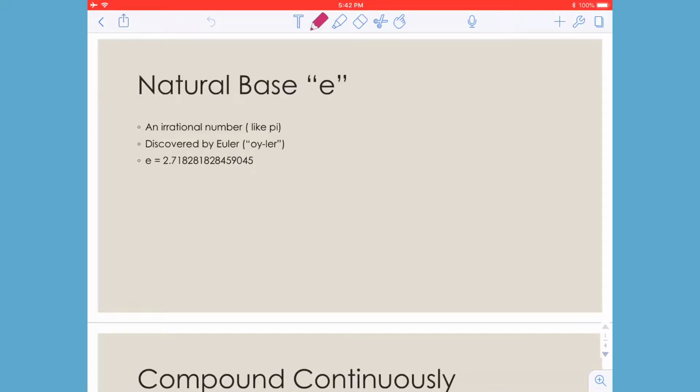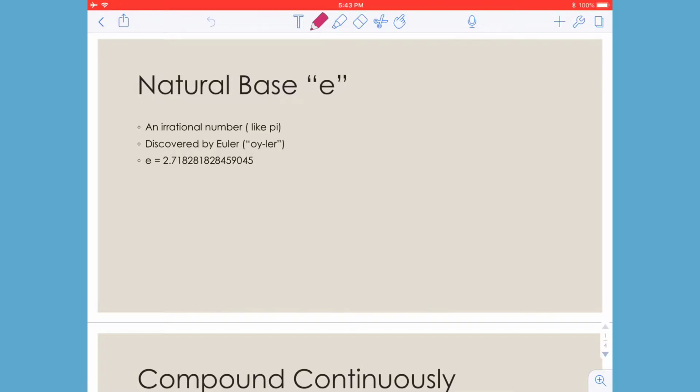Hello students, the purpose of this video is to introduce you to the letter E, also known as Euler's number. E is the natural base. E can be raised to any power. It can be raised to the first power, second, third, any power that you can imagine, even a fraction or a radical or whatever you would like.